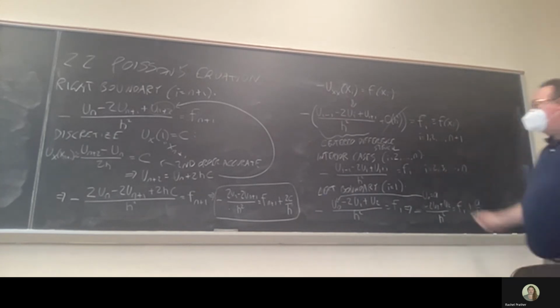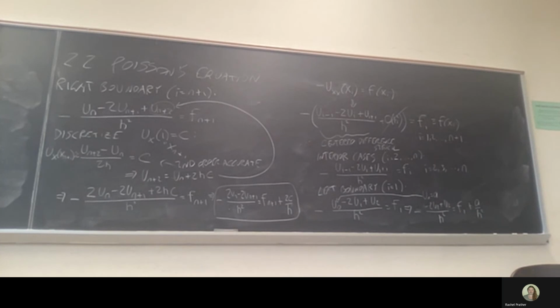So now we have our full set of equations, all the rows. So now I just have to put everything together into a system of equations of the form Ax equals b. Are there any questions up to this point before I do that?